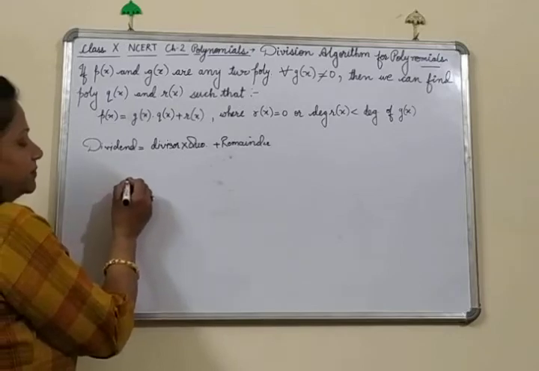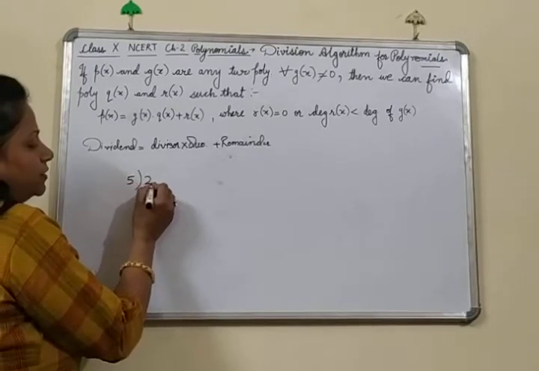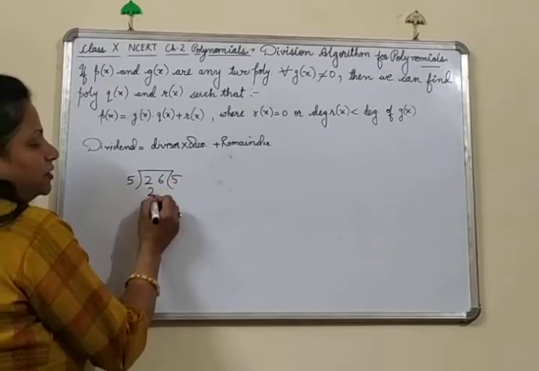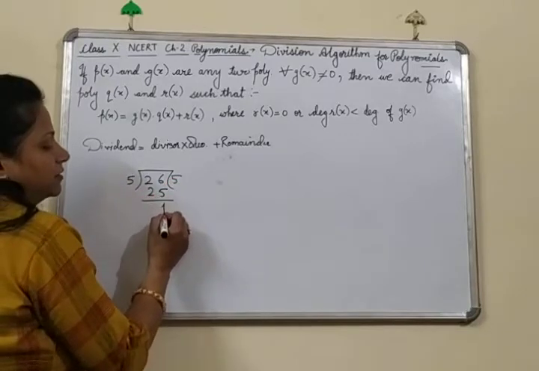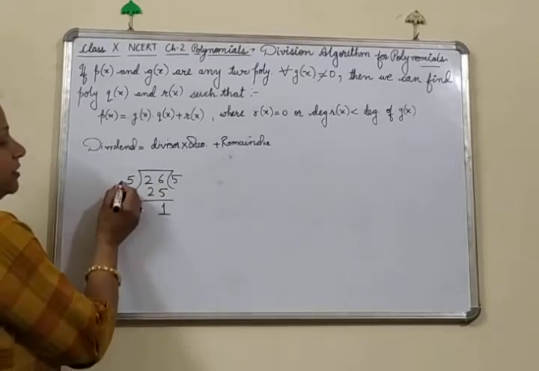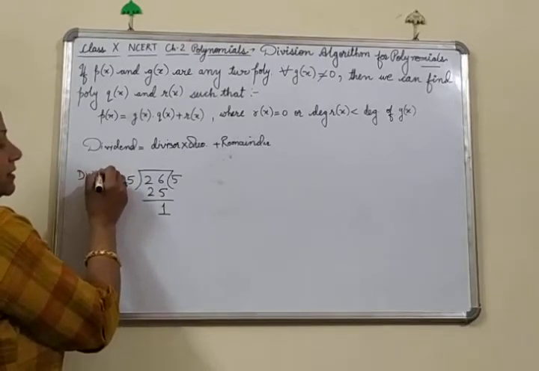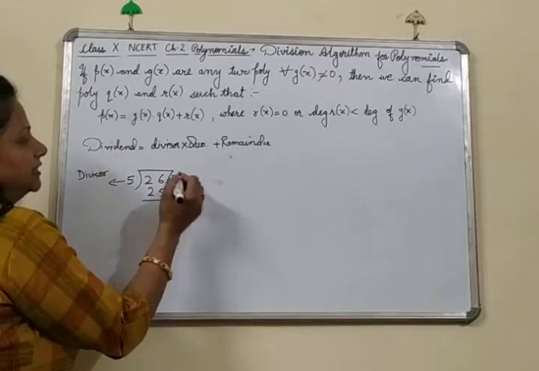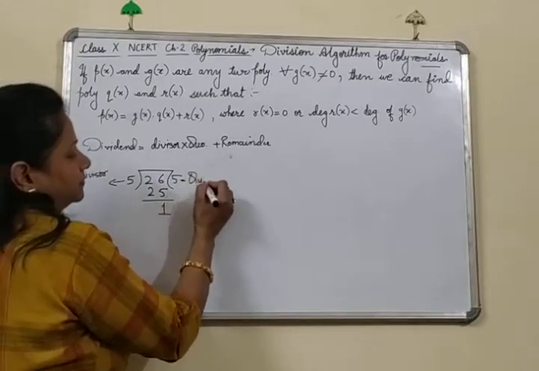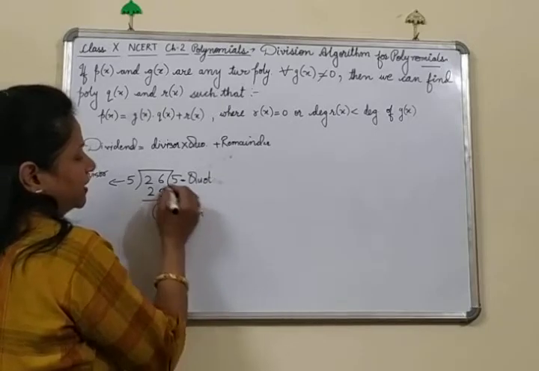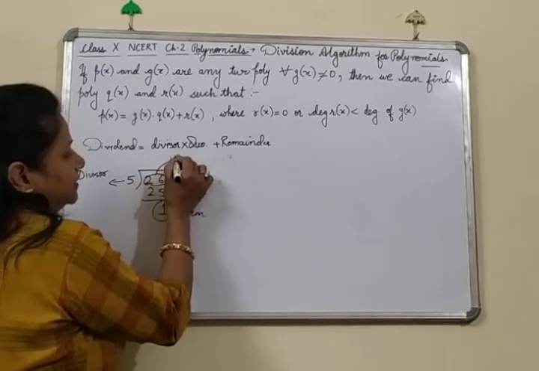Just take an example. Suppose I have 5 and I have to divide 26 by it. Then 5 5s are 25. What am I left with? 1. And everybody knows that this 5 is the divisor, this 5 is the quotient, this is the remainder, and this is the dividend, right?